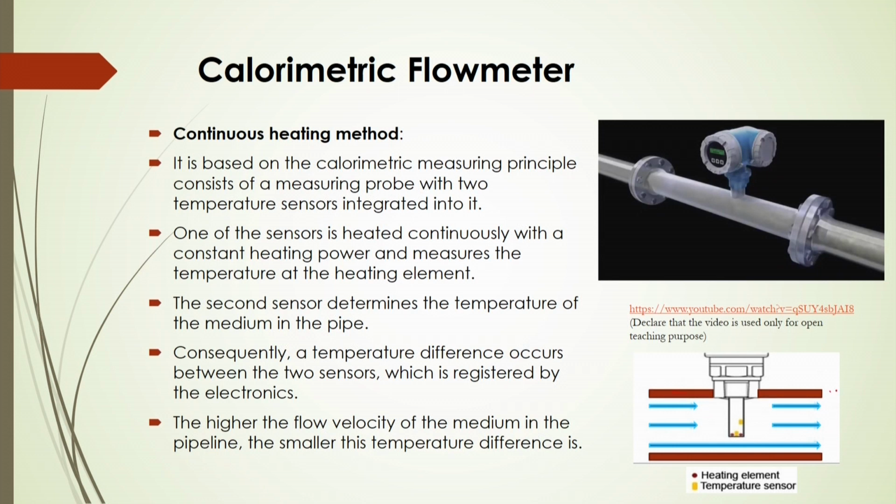Here is a pipe, and through this pipe the fluid flows at a certain flow rate. The device here is called a calorimetric flow meter, and it consists of these two sensors. Based on the temperature difference between these two sensors, the flow rate can be calculated.